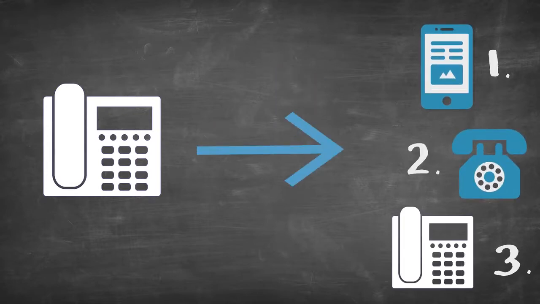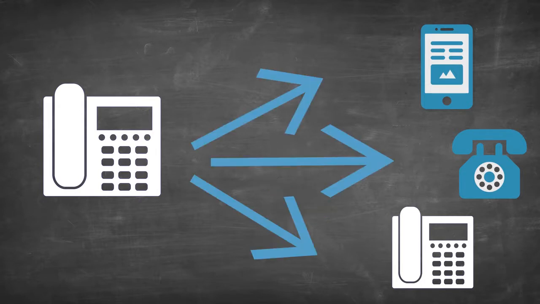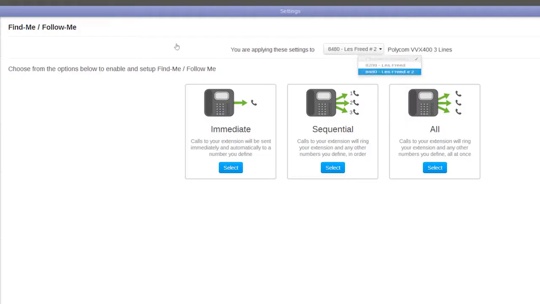If you don't pick up the incoming call, the call is sent to 1 or more numbers in sequence. You may specify the number of seconds for each number to ring before the call is passed on to the next number in sequence. Find Me All rings incoming calls at your extension and 1 or more additional numbers, all at the same time. You may set a time limit for the additional numbers to ring.